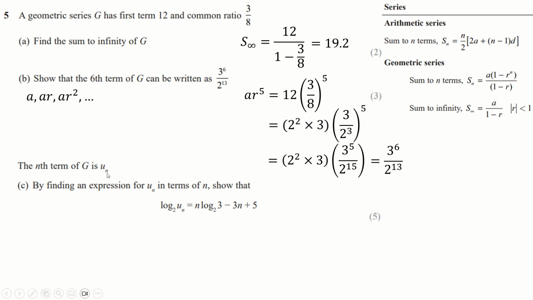The nth term is used, the n here, or u_n, I should say, actually. Now, like I said, the sixth term is ar to the 5. So the nth term is ar to the n minus 1. And that's cool. a is 12, r is 3/8, so that's fine. We can just do that.